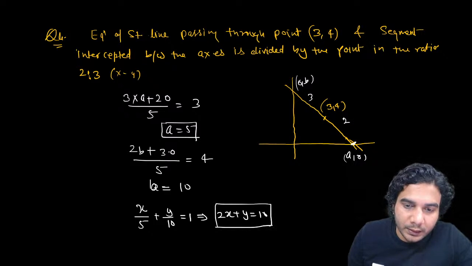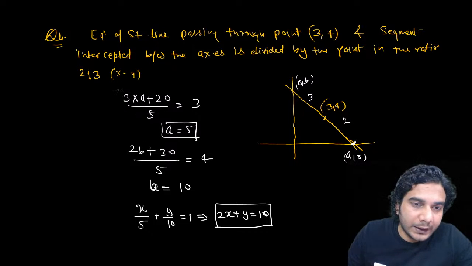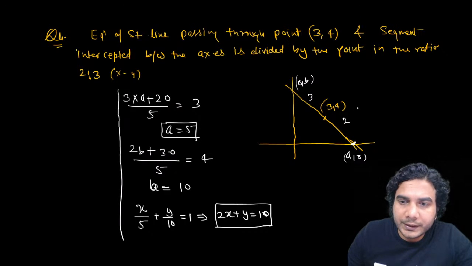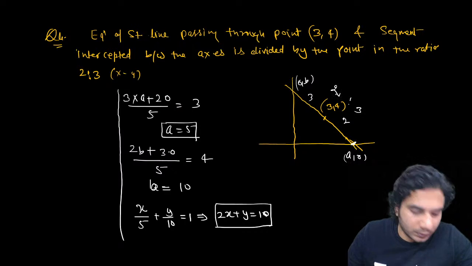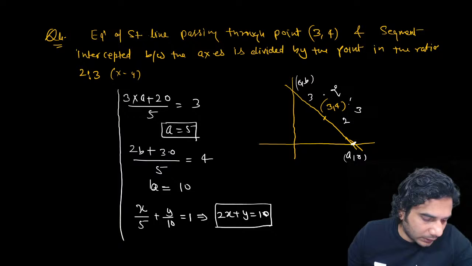This is the line. One more thing. What will be the equation of the other line? Can you guys guess it? The other line, when I take this ratio 3 is to 2. 2x upon 15, 3x upon 20.